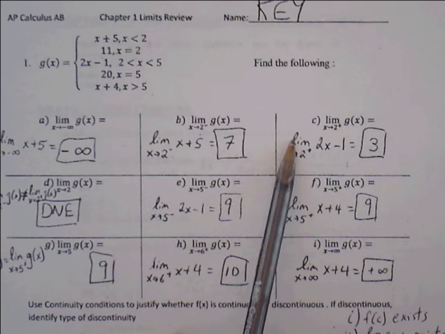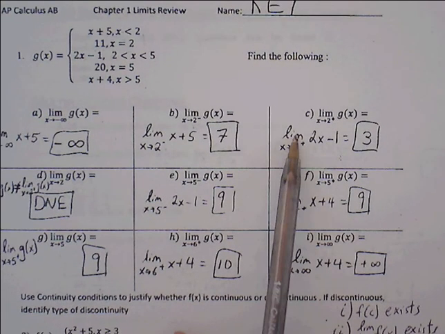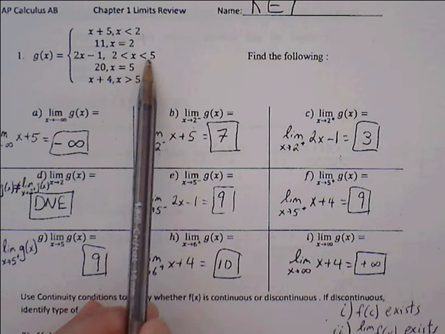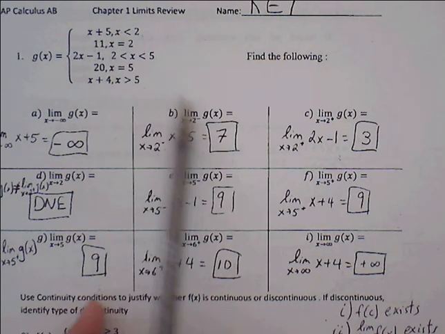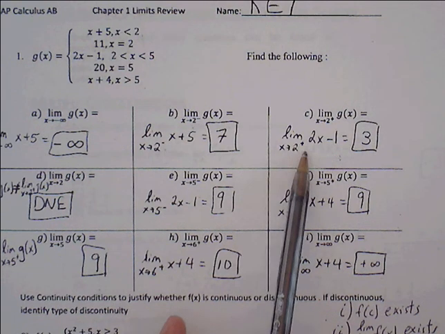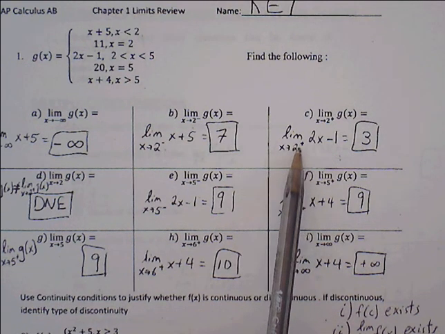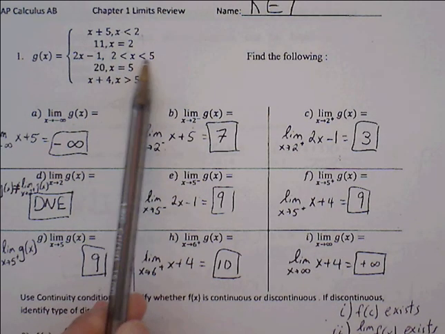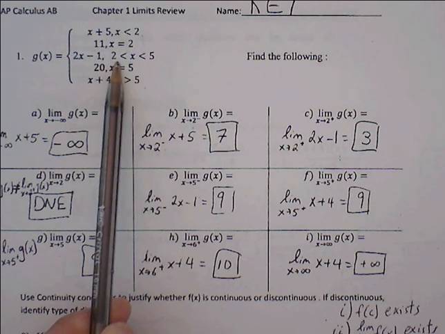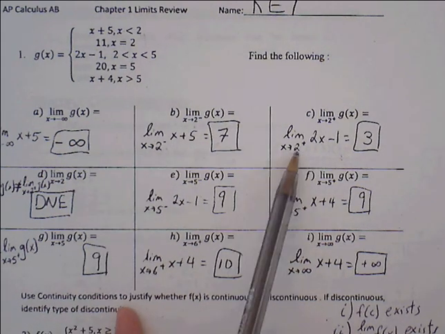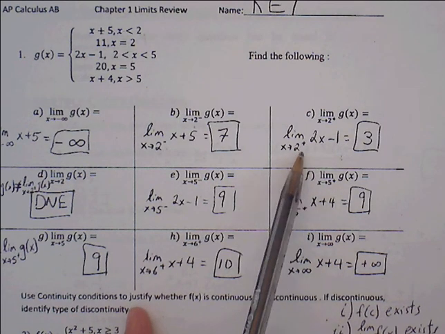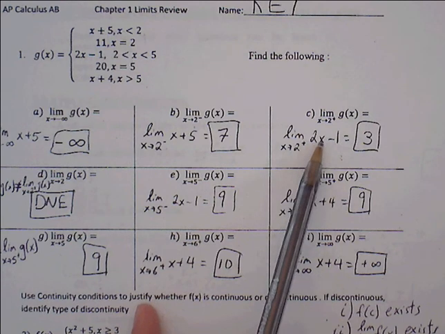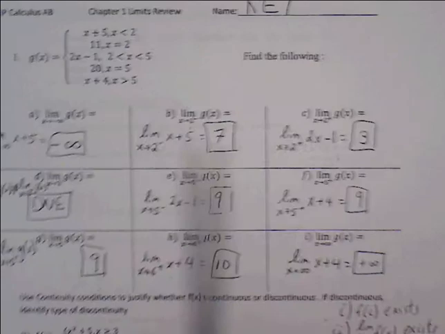Okay, part C, limit as x approaches 2 from the right side of 2. Now this, we're going to be using the expression with this condition here. This fulfills the condition of 2 from the right side of 2. If we're approaching 2 from the right side of 2, we're talking about 2.1, 2.001, 2.0001. All that is going to fall under this category where x is between 2 and 5. And so we'll be evaluating the limit as x approaches 2 from the right side of 2 for 2x minus 1. So 2x minus 1, we just replace x with 2. So 2 times 2 is 4. 4 minus 1 is 3.